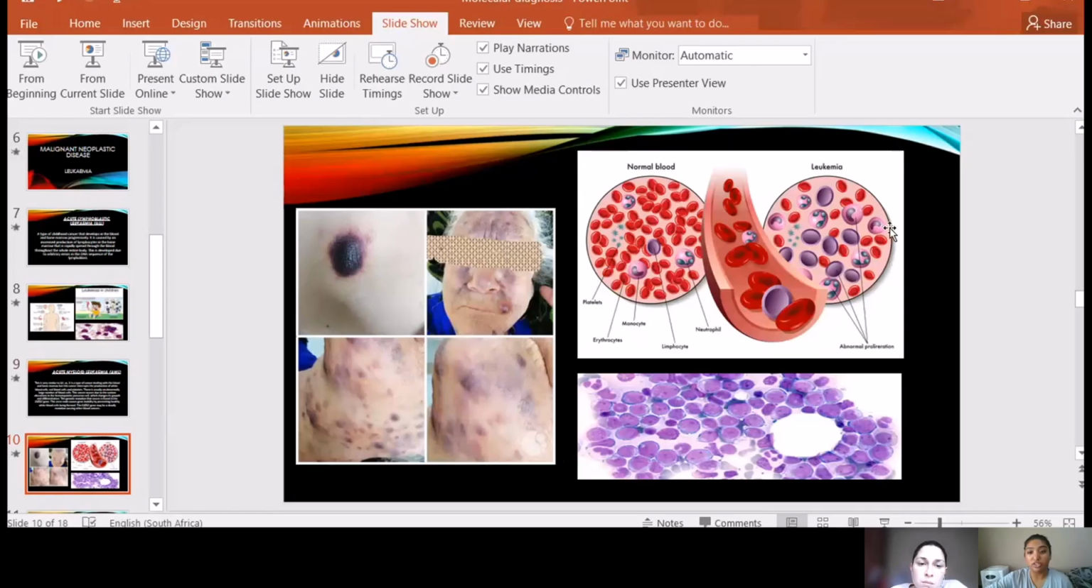This type of cancer is usually found among older adults, and the survival rate is not as high as ALL. These are some of the ways in which AML can be seen on people, and this is how normal blood is. And with leukemia, this is the production of the error of the mutations of the other blood cells. And this is how it looks under the microscope.